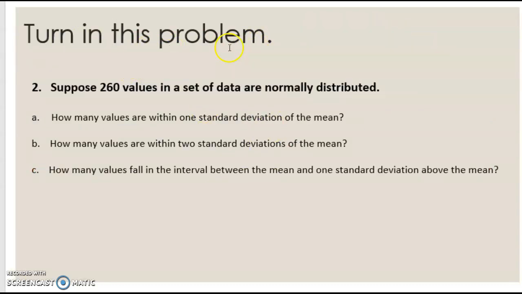This is your second problem to turn in. Suppose 260 values in a set of data are normally distributed. How many values are within 1 standard deviation of the mean? How many values are within 2 standard deviations of the mean? And how many values fall in the interval between the mean and 1 standard deviation above the mean? So that's a little bit of one that you've got to think about for a second, but it shouldn't be too hard. See you in the next video.